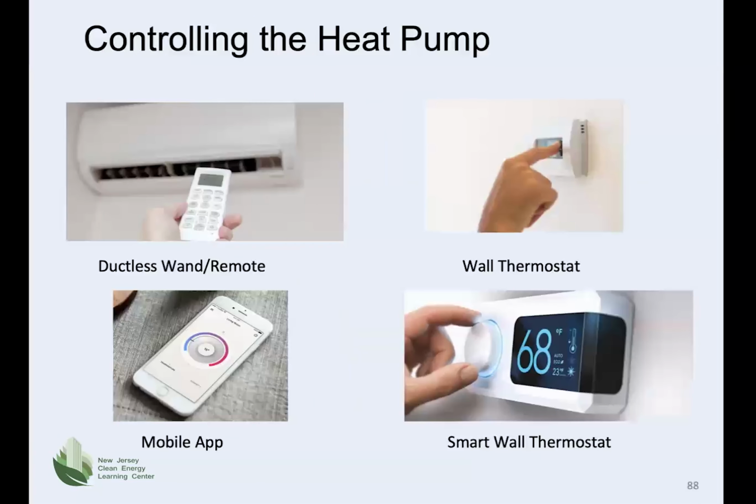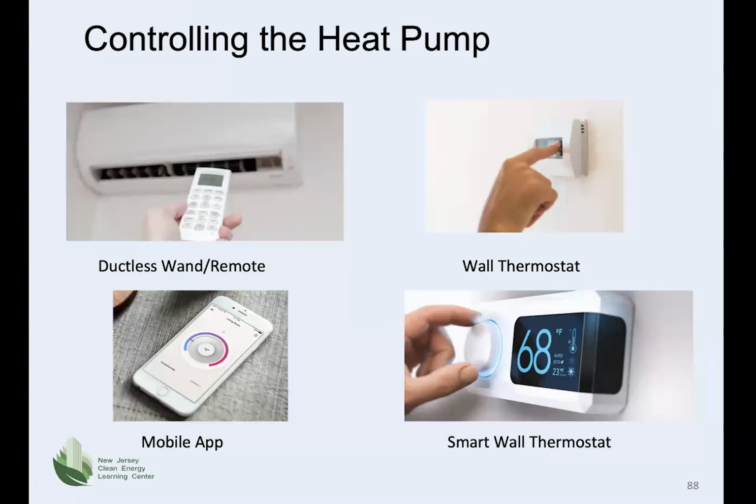The most common types of heat pump controls include a remote wand similar to a TV remote control, pictured on the top left, along with a sconce-mounted air handler used with a mini split unit. A standard programmable wall thermostat on the right and the top, a smart wall thermostat pictured underneath that, and then a mobile app which is used in conjunction with a smartphone and a smart thermostat that will communicate with the smart thermostat.